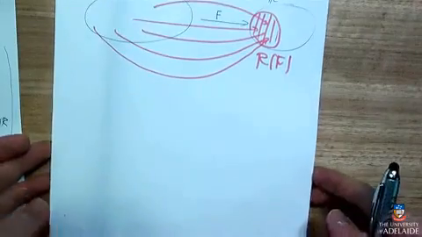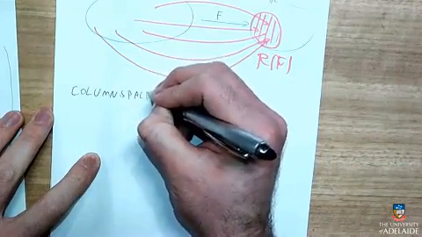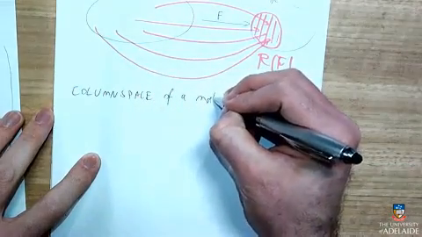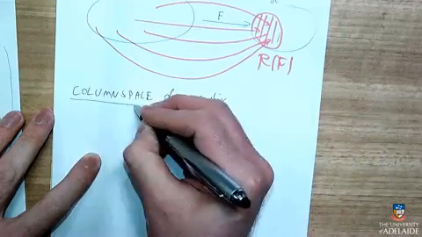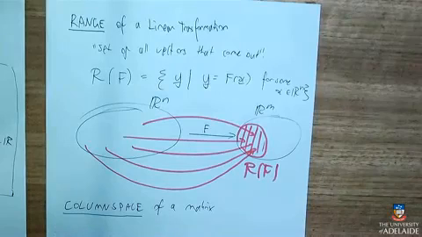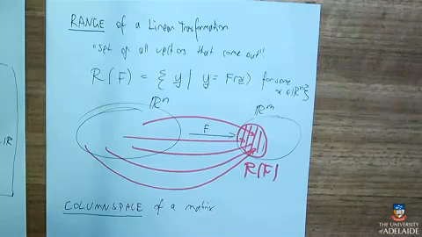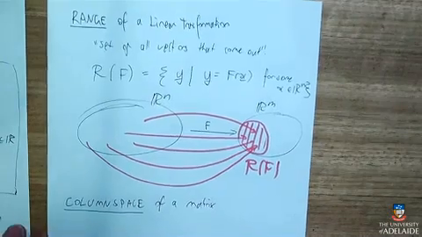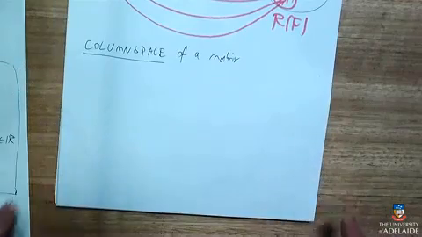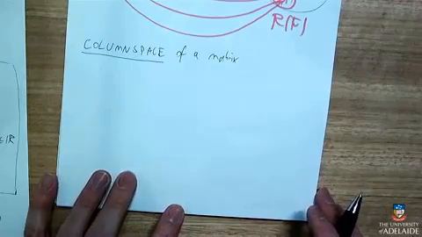But if we're looking at a matrix, it's called the column space. So, linear transformations have ranges, and matrices have column spaces. It's not technically correct to say that a matrix has a range, and it's not technically correct to say that a linear transformation has a column space. Column space is a word that goes with matrices, and range is a word that goes with linear transformations. And so the definition of this is that it's the set of all the linear combinations of the columns.